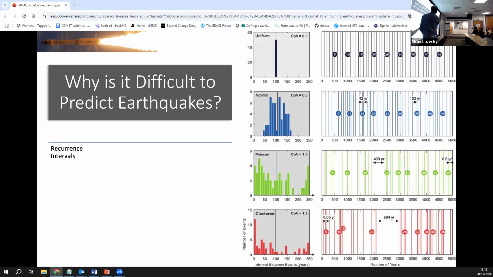If it was normally distributed, sometimes there's a big gap between earthquakes, sometimes a small gap, but on average they're about 100 years, so a small coefficient of variation. Then again, you could start to build up some idea. And some faults do seem to tightly cluster around this approach. So the Alpine Fault in New Zealand has quite a well-known recurrence interval from the last 24 events.